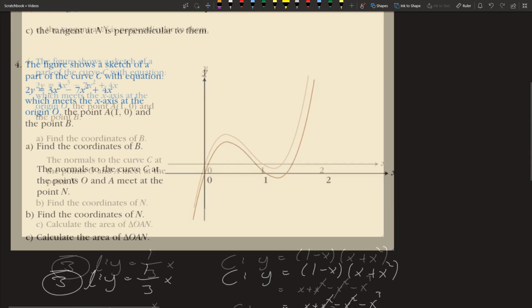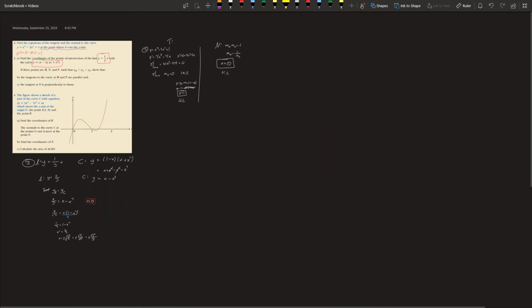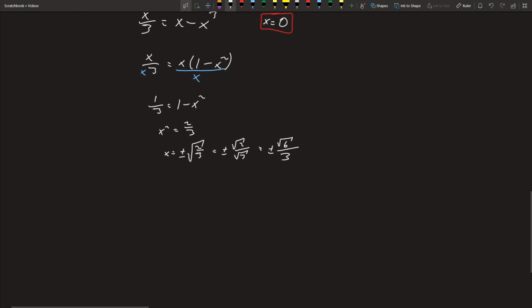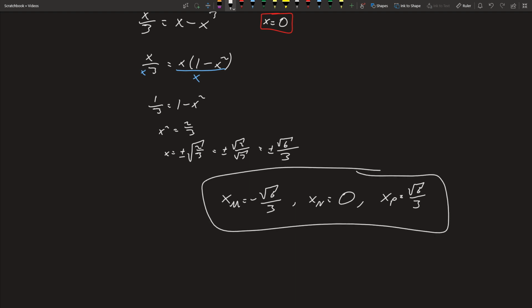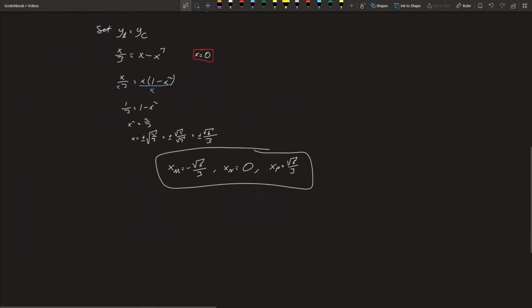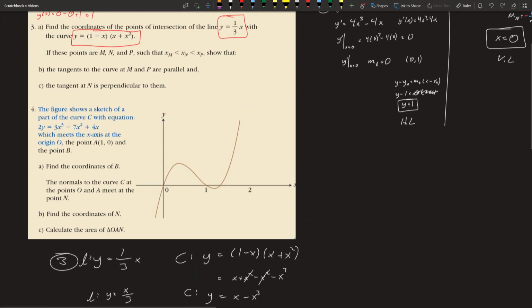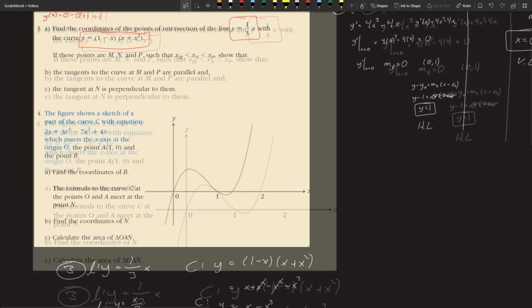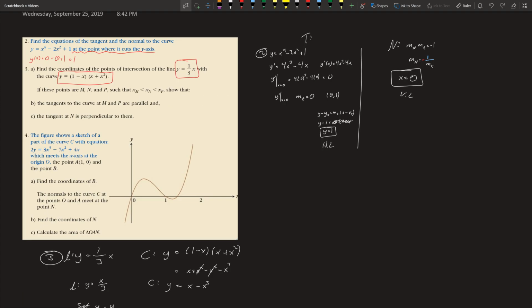Right? So, which x coordinate is the smallest? We notice that, of course, the negative is the smallest, so x sub m is equal to negative radical 6 over 3, x sub n is equal to 0, and x sub p is equal to positive radical 6 over 3. Arranging those x values in this way will satisfy the condition. That's not the final answer. We need the y values, right? Because they said the points. How do we find the y values?